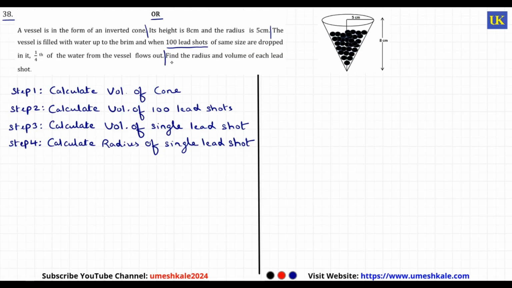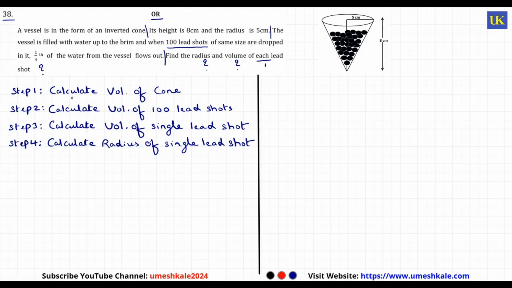Now they are asking us to find the radius and volume of each lead shot. So radius and volume of each means one lead shot is what they are asking. So this is what we have to find out. And to go further in the question, we need to follow these steps.